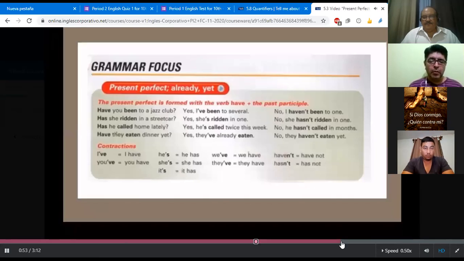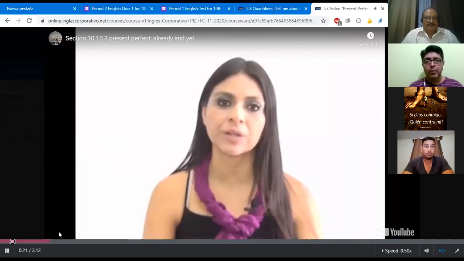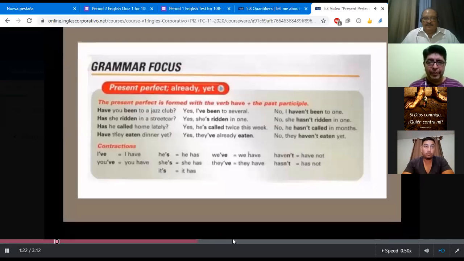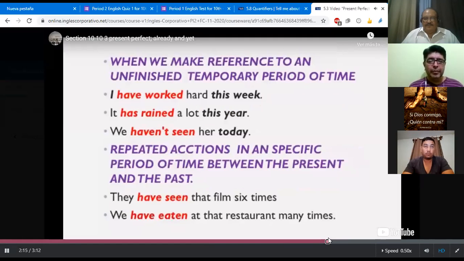In my lesson, we will study present perfect, called in between the present and the past. They have seen that film six times. Ask and answer questions in present perfect. I only moved already, the mouse. Yet. For example, she has worked in this year. Sorry, we haven't seen her today. Repeated actions. Okay.